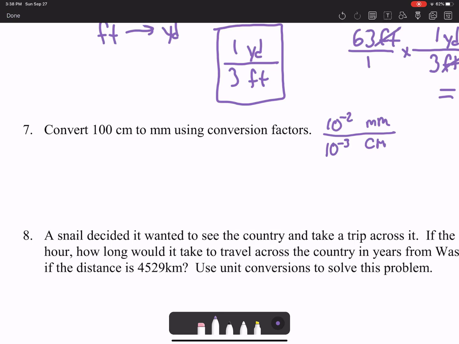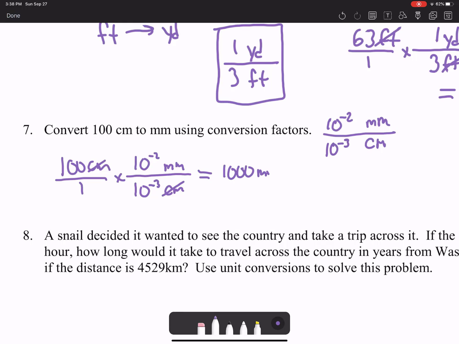So we're going to convert. We're going to take 100 centimeters, put it over 1, multiply it by the conversion factor that we just made, cross out the terms that are on the top and the bottom, and we end up with 1,000 millimeters as our answer.